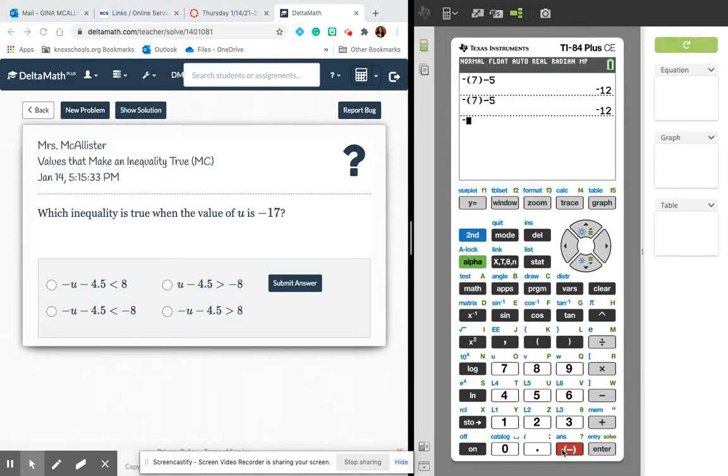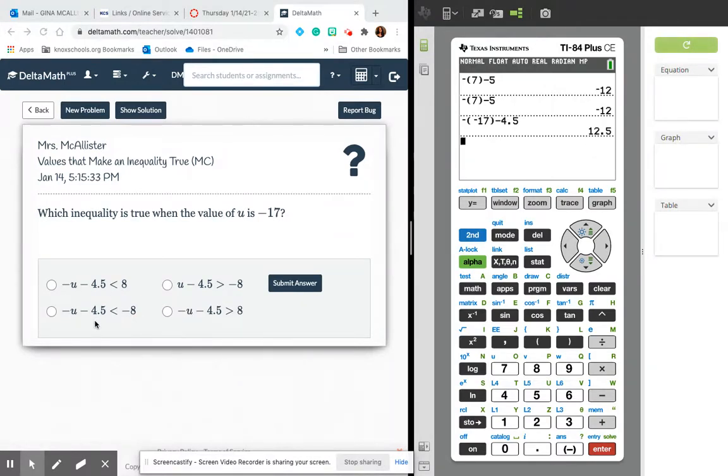So that's negative u. So I'm going to put my negative, parentheses, whatever my u is, negative 17. Close my parentheses, and then minus 4.5. Enter. So that's a positive 12.5. Is positive 12.5 less than 8? No, it is not. All right.